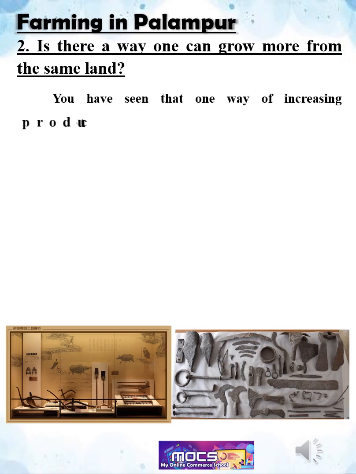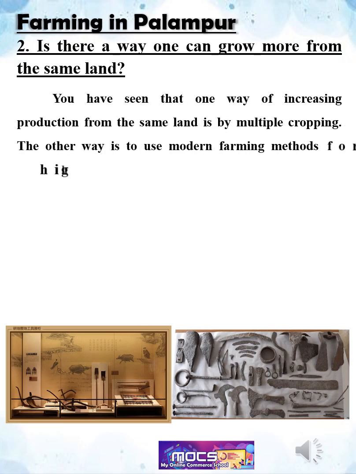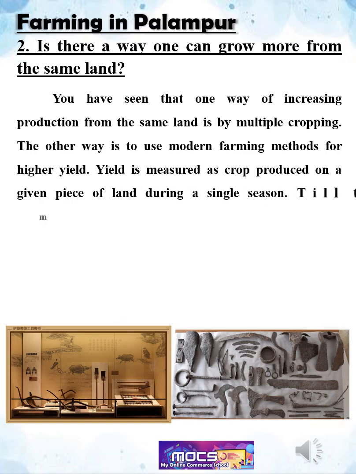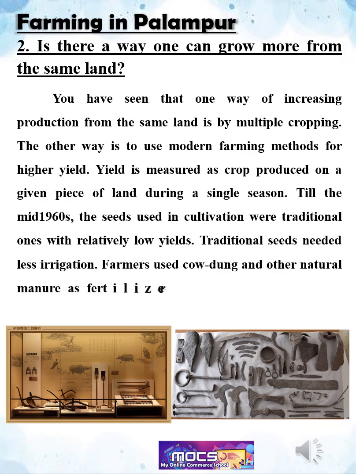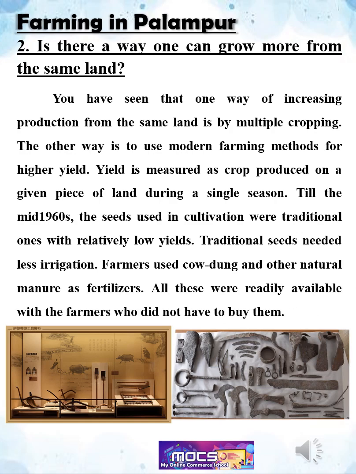You have seen that one way of increasing production from the same land is by multiple cropping. The other way is to use modern farming methods for higher yield. Yield is measured as crop produced on a given piece of land during a single season.